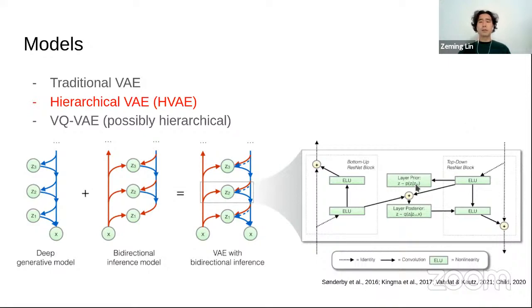And there's a loss that pushes the prior and the posterior together. So it tries to minimize the KL divergence between them. And during generation time, you can simply sample the Z's: you predict a prior, sample another Z from the prior at the next level, and so on and so forth.